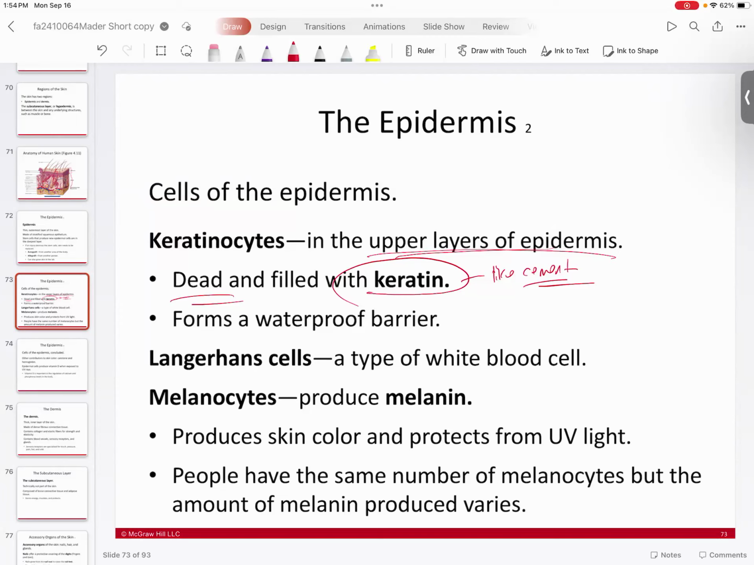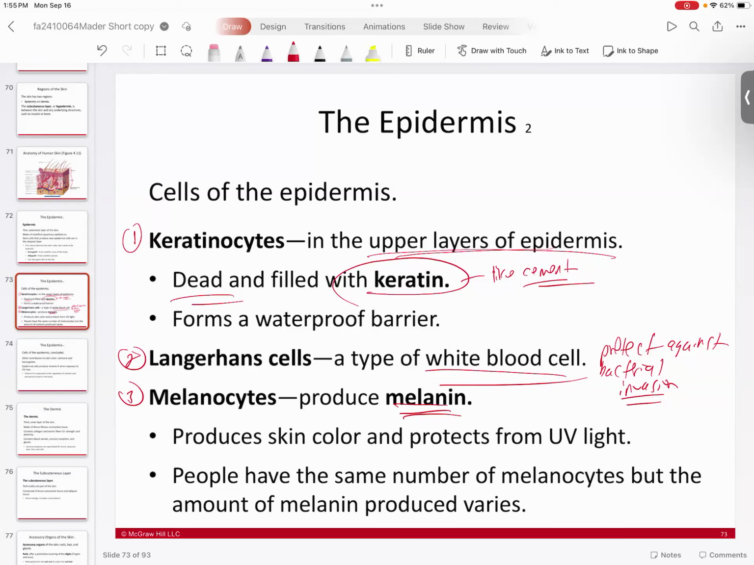Now, also out there in the epidermis, not just are the keratinocytes, but you also have other functional cells as well. You have the Langerhans cells, which are a type of white blood cell. This is basically to protect from pathogenic invasion. And you have melanocytes out there as well. This is producing melanin, which is our skin color.